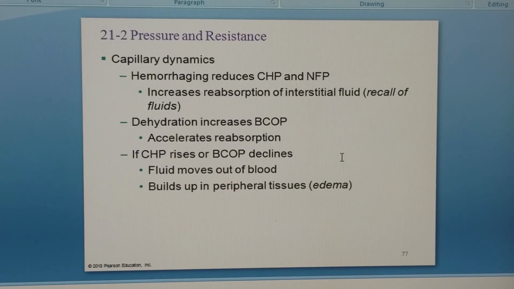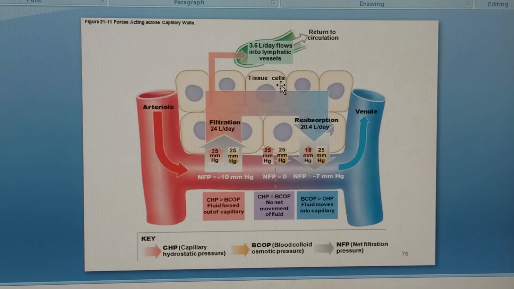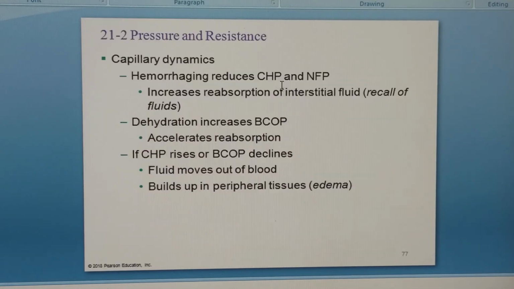Capillary dynamics. Hemorrhaging reduces capillary hydrostatic pressure and the net filtration pressure. It increases reabsorption from the interstitial fluid. Dehydration increases blood colloid osmotic pressure, which accelerates reabsorption.